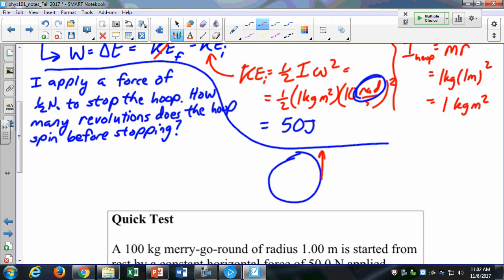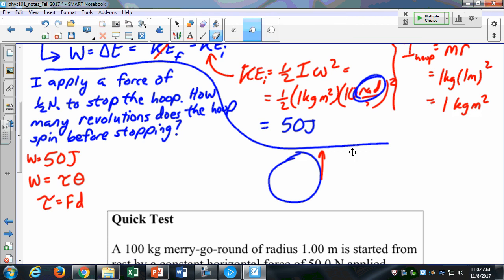Well, I know the work required, right? I'm required to have 50 joules of work. And I also know that work is not force times distance, remember. It's tau times theta, my torque times my angular displacement. And so I can calculate now what is theta. First, I need to calculate what is the torque. That's going to be force times, let me get rid of that, not f d, f r sine theta.